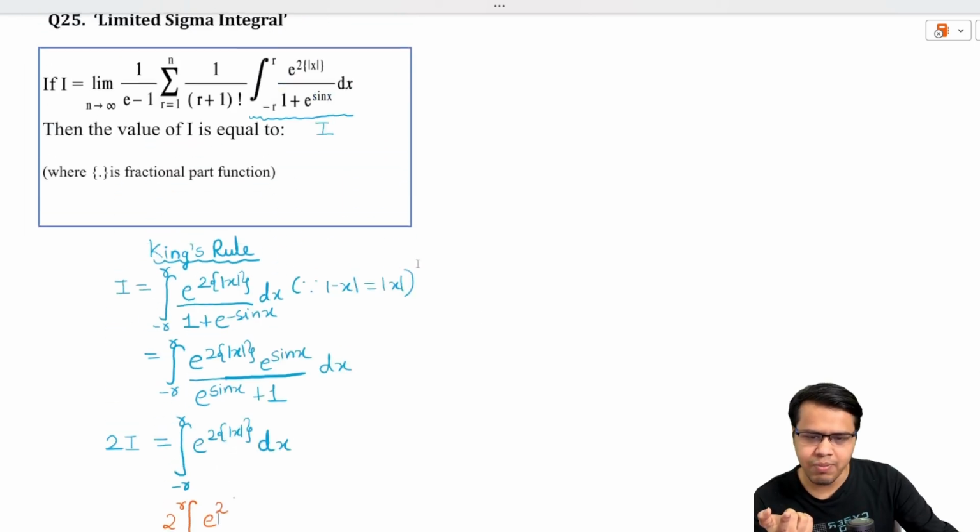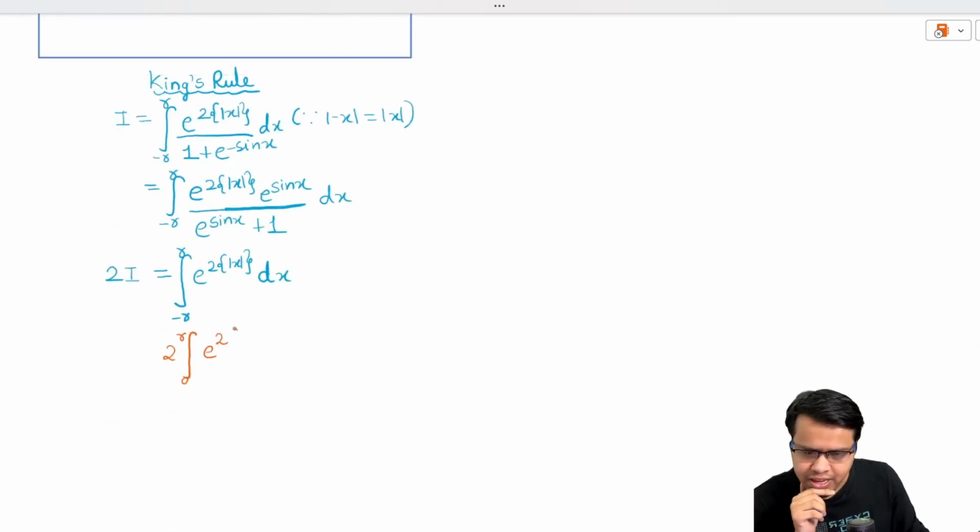Since r is a positive number, r goes from 1 to n, so it should be a positive number. So we can eliminate the mod, x is equal to mod x in the positive region. So we can rewrite this by the even function property. So this 2 and 2 will get cancelled out.